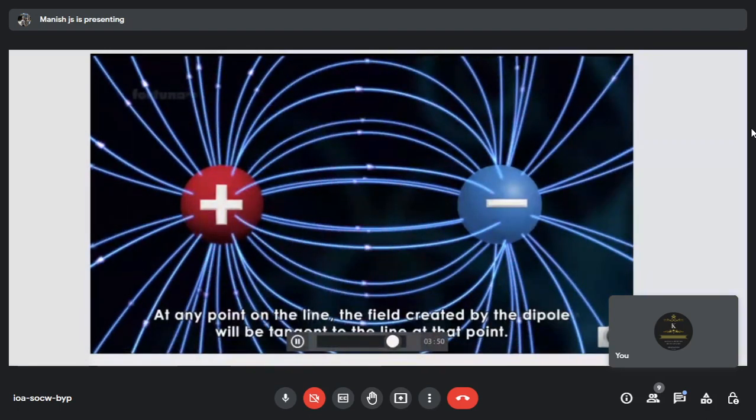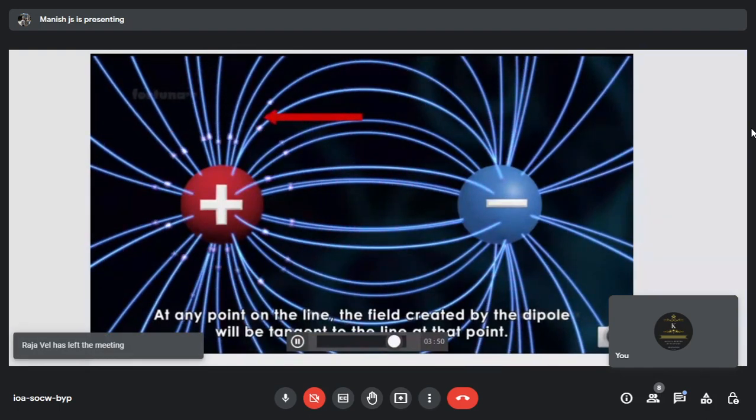At any point on the line, the field created by the dipole will be tangent to the line at that point.